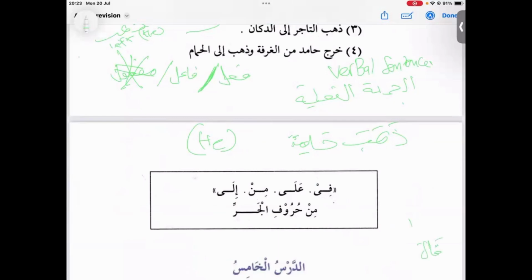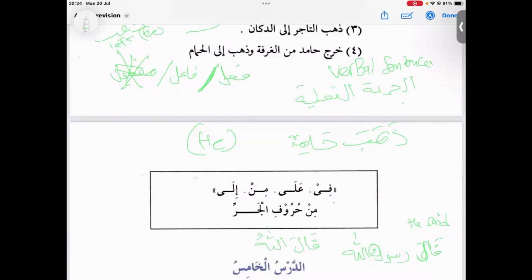Example, qala. Qala means he said. Now you say qala Rasulullah. There's a dhamma there. So what does that mean? Qala Rasulullah. قال رسول الله صلى الله عليه وسلم. The Prophet said. So the Prophet صلى الله عليه وسلم said. Rasulullah said. Or you say قال الله.